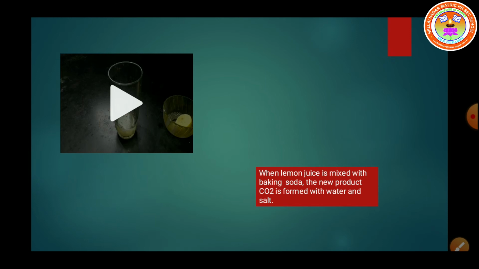Already we know that lemon contains citric acid, isn't it? Baking soda contains sodium bicarbonate. So here acid and a weak base react. Whenever an acid and a weak base react, they form salt and water along with carbon dioxide. So carbon dioxide comes out, indicated by brisk effervescence. Now the activity is clear, students.